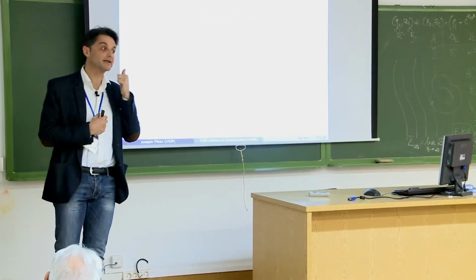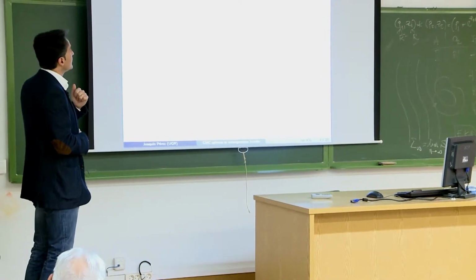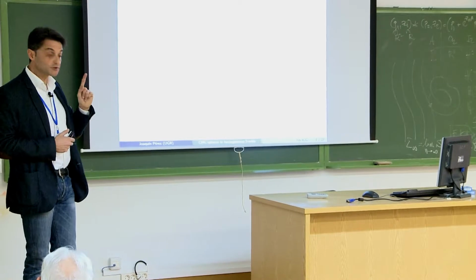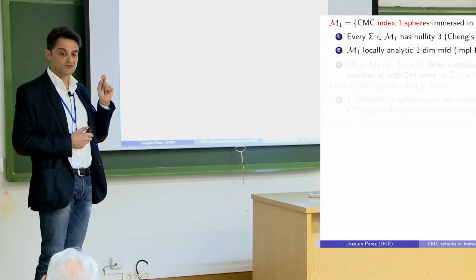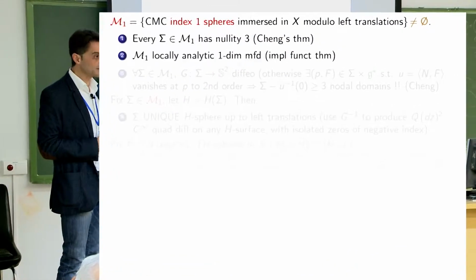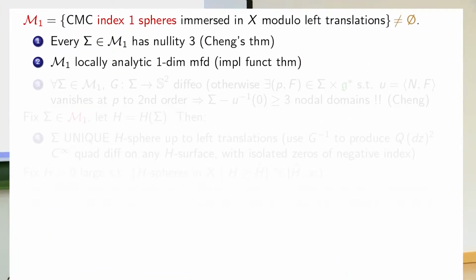And since I'm considering index 1 spheres, I am in this setting. Okay? Good. Once I know that the nullity is 3, I know not only that the nullity is 3, I control exactly the kernel of the Jacobi operator. I know what the functions in the kernel are. Are those functions in the corner of the blackboard?